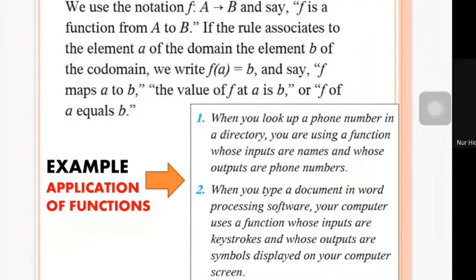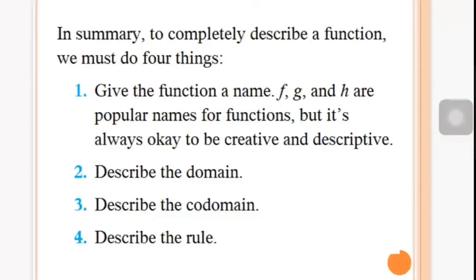Some examples of the application of functions you can read here. How to describe a function? First, give the function a name. You can denote it as f, g, or h. These are the popular names for functions. And then describe the domain, describe the codomain, and the last one, describe the rule.